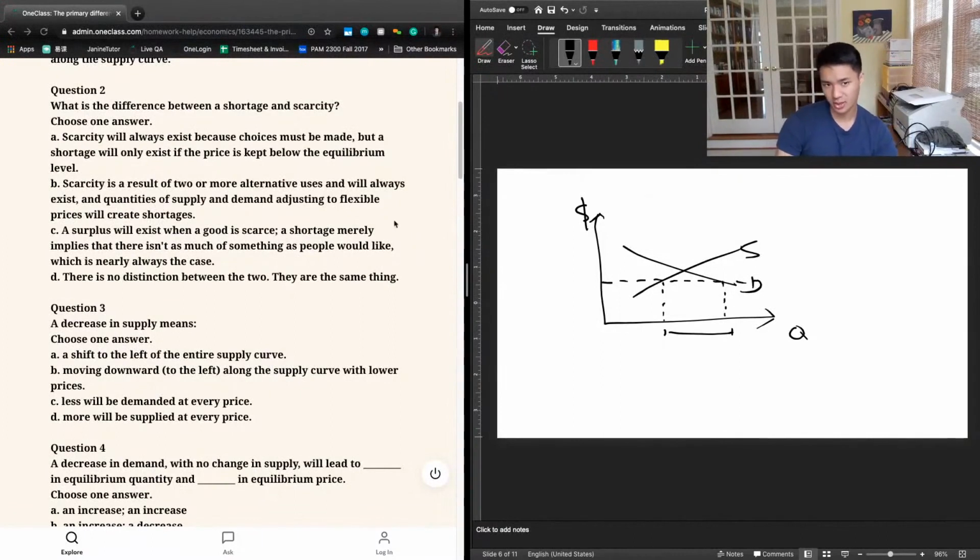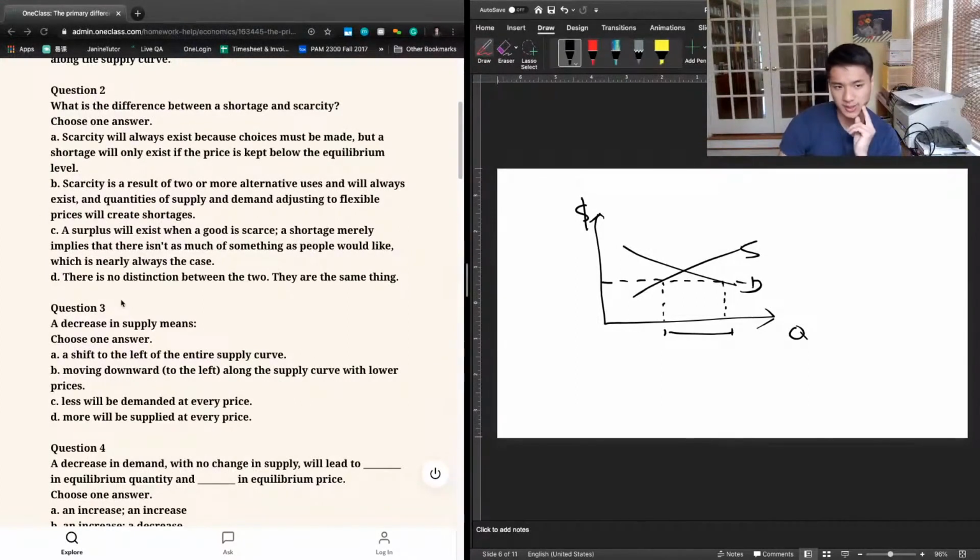And quantity of supply and demand adjusting to flexible prices will create shortages. So again, if supply and demand are allowed to flexibly adjust, then there won't be a shortage. It will always be equilibrium. It's only when you keep prices below equilibrium that a shortage exists. So it's not going to be B.